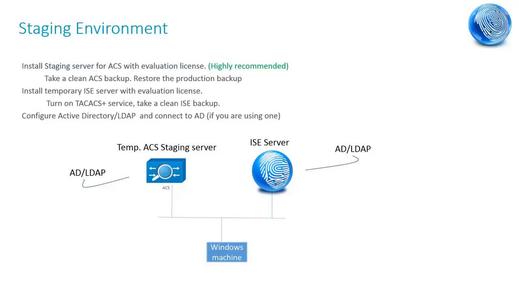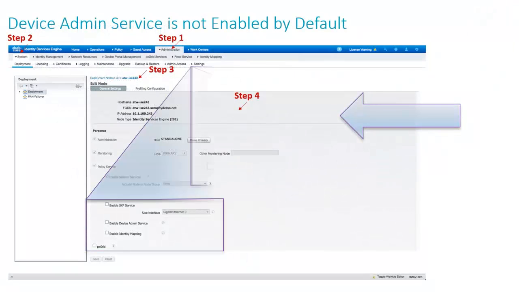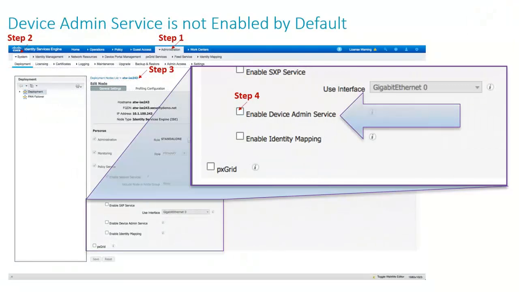Please make sure the ACS and ISE servers are connected to the Active Directory and the LDAP environment. This is to make sure that any attributes from the Active Directory and the LDAP in ACS are migrated over to ISE. Once you install the ISE server, the first thing you'll have to do is licensing and enabling the device admin service. For licensing, the evaluation license has to cover the TACACS and base licenses.